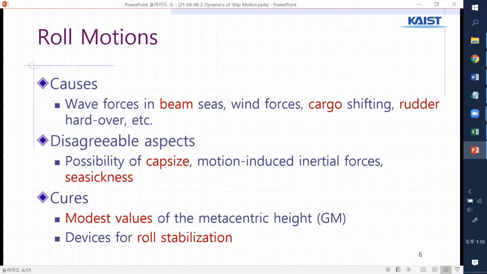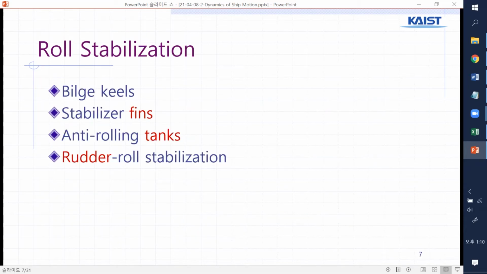And another way is putting in a special device called roll stabilization. We already saw this coming from Hyun's lecture: bilge keel, stabilizer fin, anti-rolling tanks, and rudder roll stabilization.